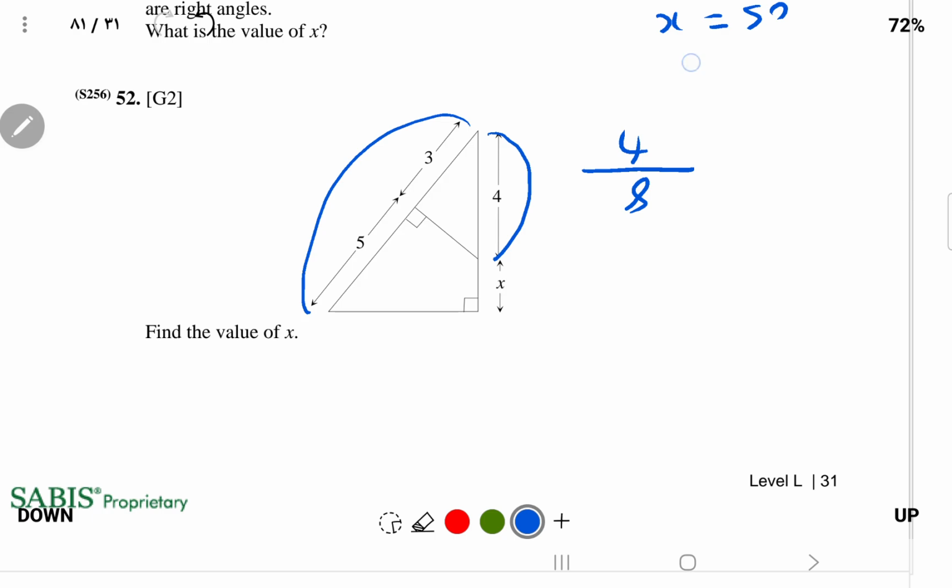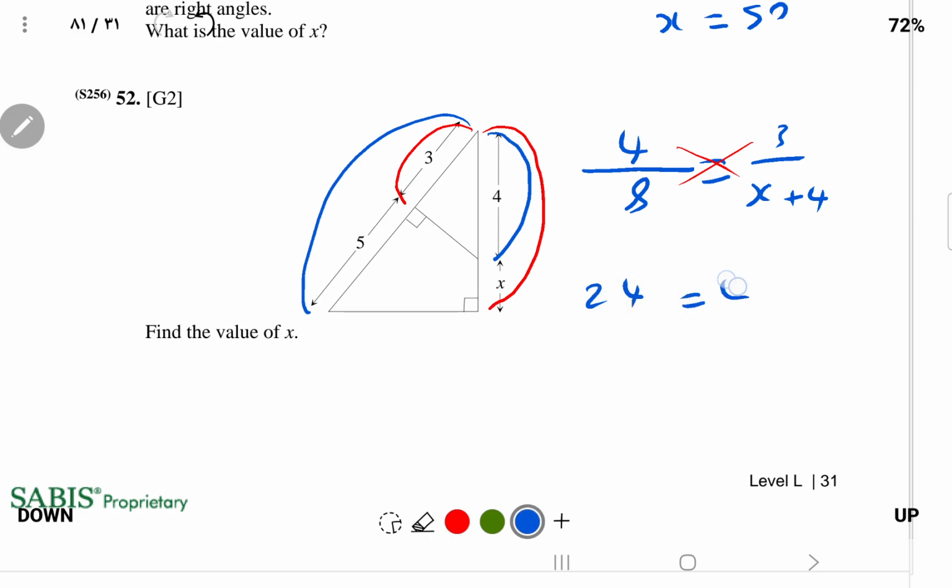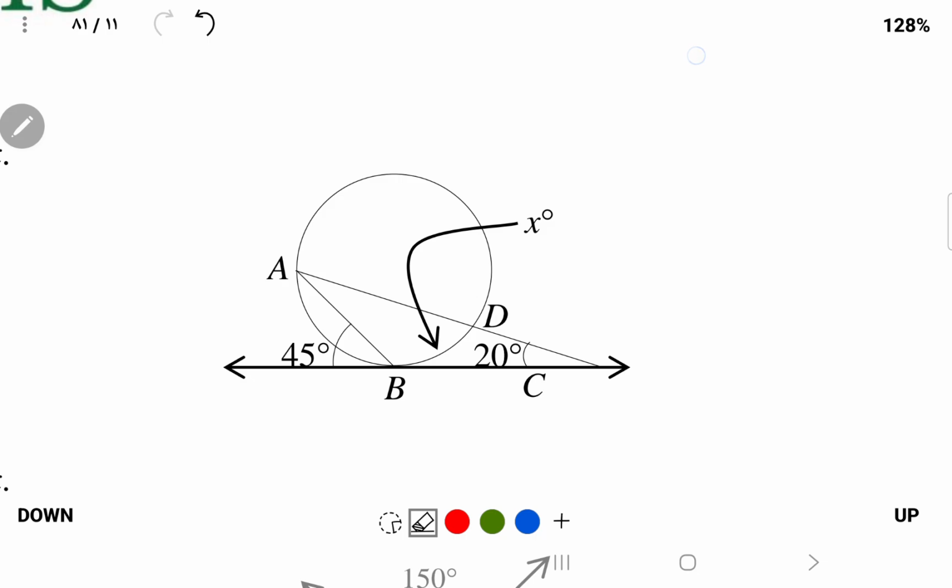4/8 is equal to leg of the small divided by leg of the big. Hypotenuse over hypotenuse equal leg over leg. So 3 over 4 plus x. Now cross multiply and find x. 3 times 8 is 24, is equal to 4 times (x plus 4). Then solve the equation and find x.